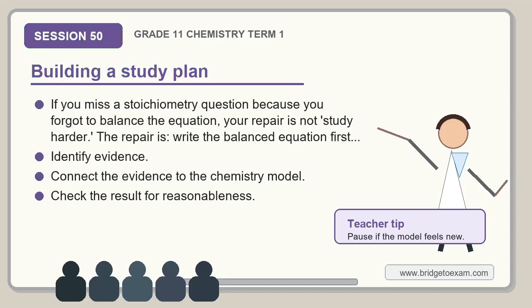Now, let's work an example. Building a study plan. If you miss a stoichiometry question because you forgot to balance the equation, your repair is not study harder. The repair is write the balanced equation first. List coefficients as mole ratios, then solve 3 similar problems. If you miss molecular polarity, draw Lewis structure and shape before judging dipoles. Notice how the answer comes from evidence and reasoning.